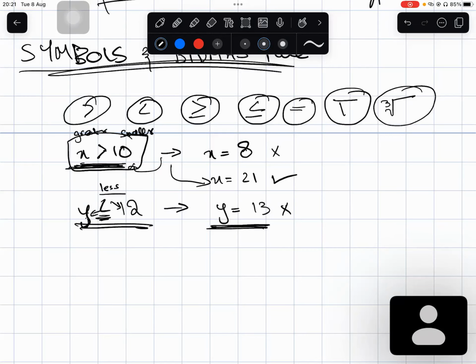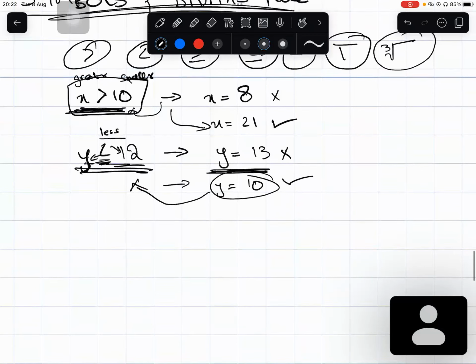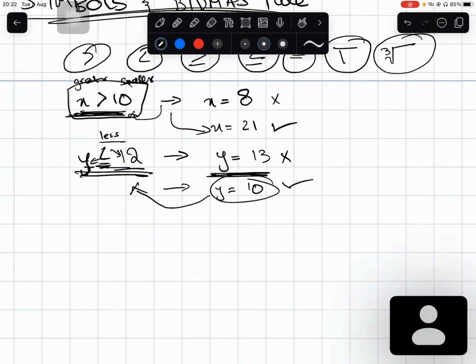However, if y is less than 12 and you see this, y is equal to 10, then that would be true because y is less than 12. If y is equal to 10, then that satisfies your condition. 10 is less than 12. Does that make sense? Yes. Perfect. Okay, so let's take one more example.